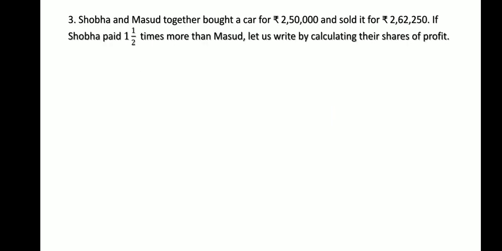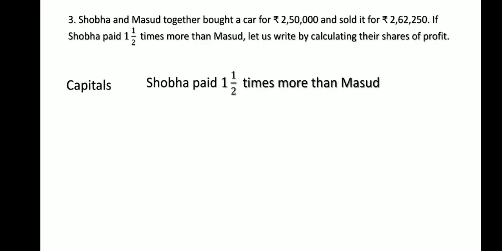Question says, Sobha and Masood together bought a car for 2,50,000. So they bought a car, means this is the cost price, and then they sold it for 2,62,250. This is the selling price. So if Sobha paid 1.5 times more than Masood, so it tells us something about the capital, that Sobha paid 1.5 times more than Masood.